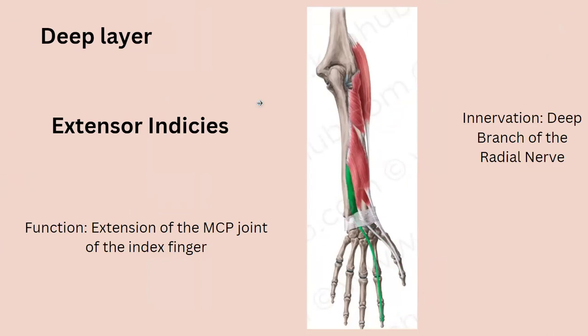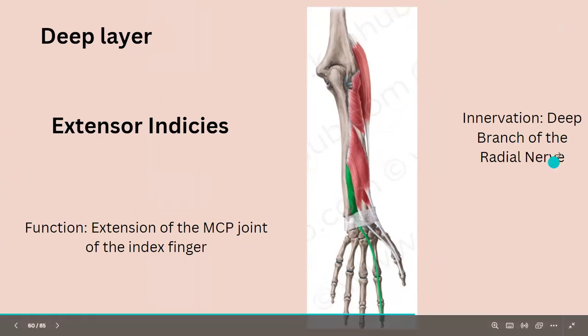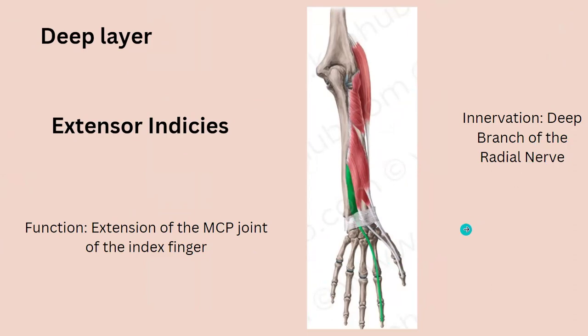Now, extensor indicis. Indicis meaning your index finger. So it extends your index finger at the MCP joint. The innervation is also the deep branch of the radial nerve.